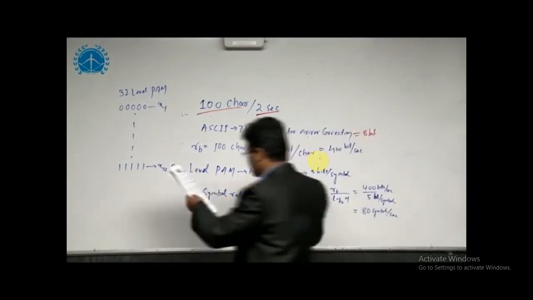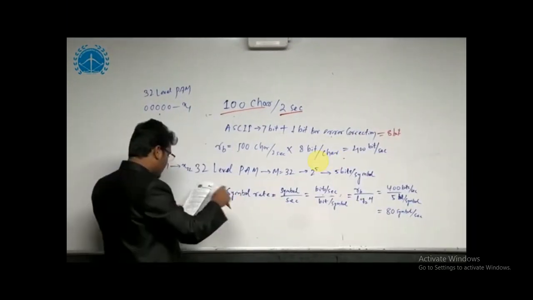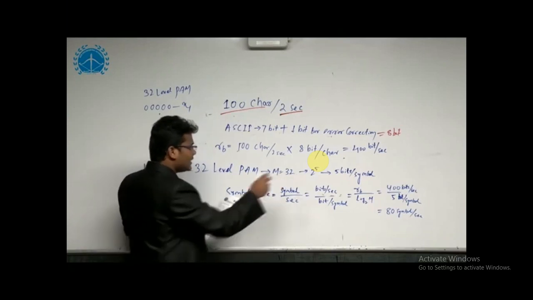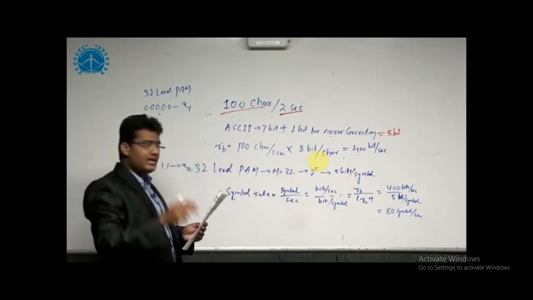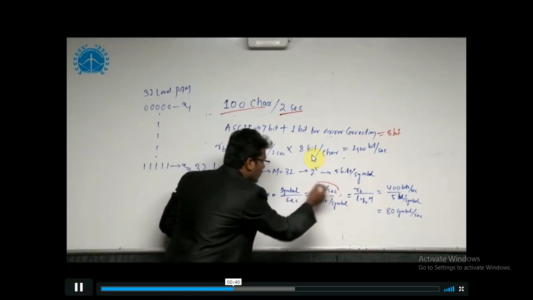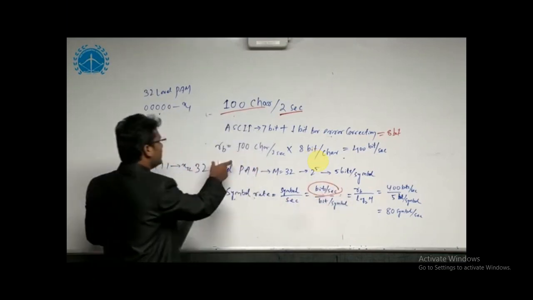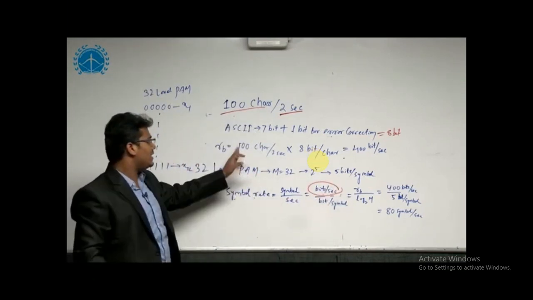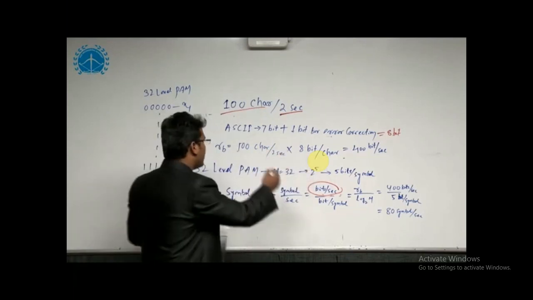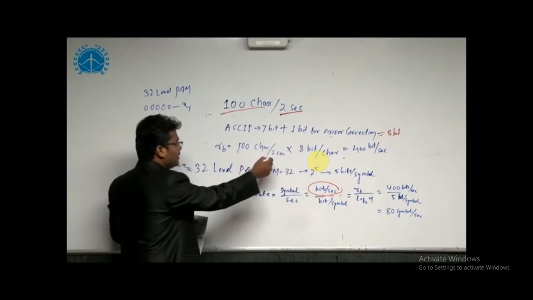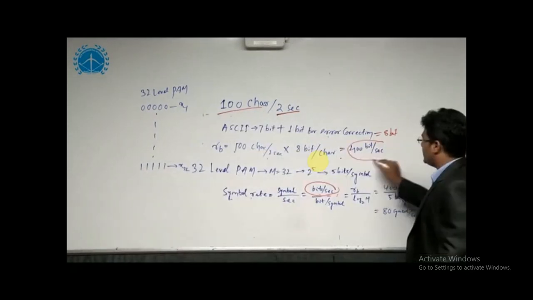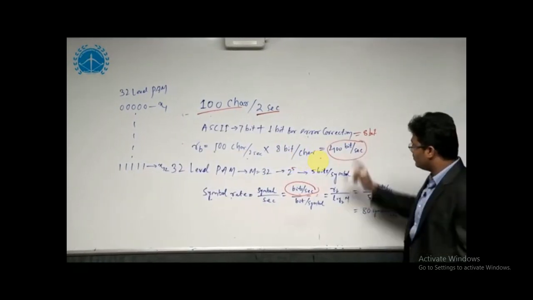Okay, and next they are asking to find the symbol rate for 32 level PAM. So we know the symbol rate is symbols per second. For getting the symbol rate, I require bits per second divided by bits per symbol. So for bits per second, I require Rb first. What is given here is that per 2 seconds I am sending 100 characters, and per character I am using 8 bits. So if I consider 100 characters by 2 seconds into 8 bits per character, I get 400 bits per second. That means in each second I am sending 400 bits.